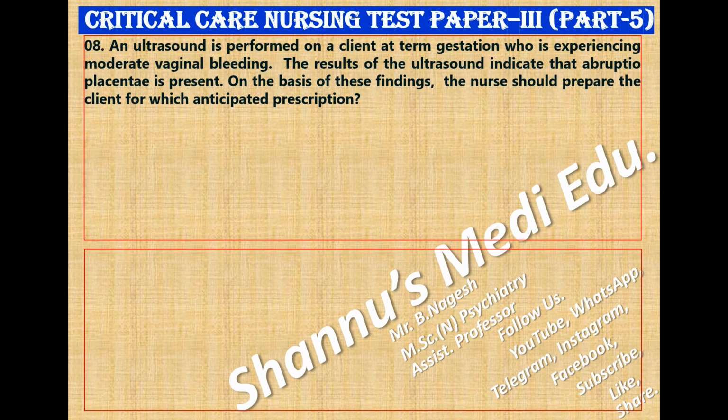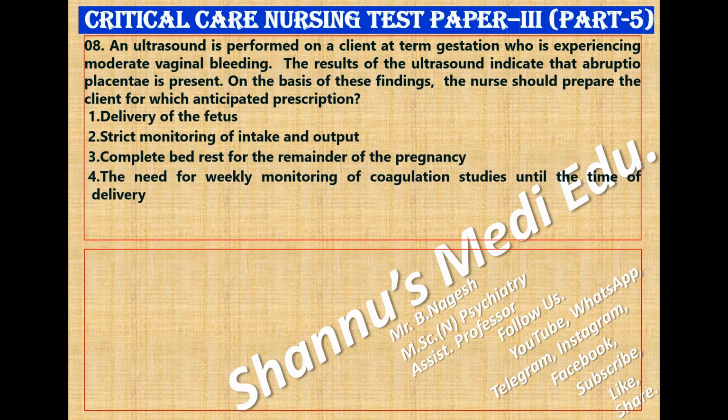Question number 8. An ultrasound is performed on a client at the time of gestation who is experiencing moderate vaginal bleeding. The result of the ultrasound indicates that abruptio placentae is present. On the basis of the finding, the nurse should prepare the client for which anticipated prescription? Option 1, delivery of the fetus. Option 2 is strict monitoring of intake and output. Option 3 is complete bed rest for the remainder of the pregnancy. Option 4 is weekly monitoring of coagulation studies until the time of delivery. The correct answer is delivery of the fetus.